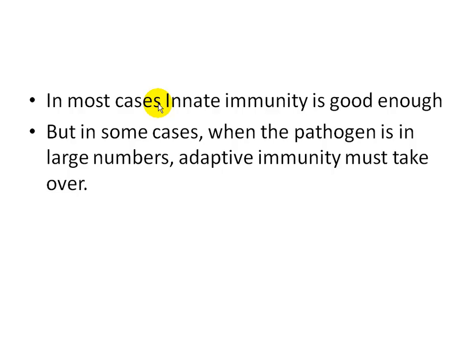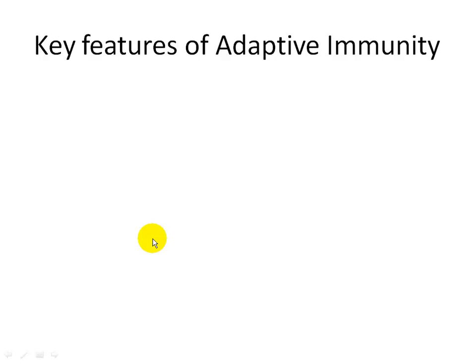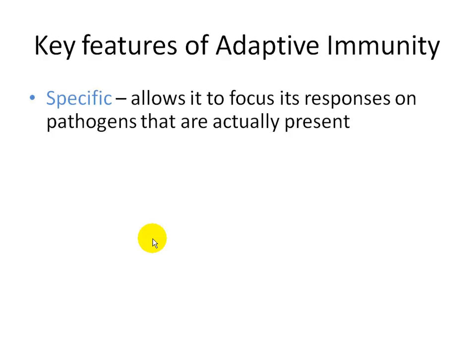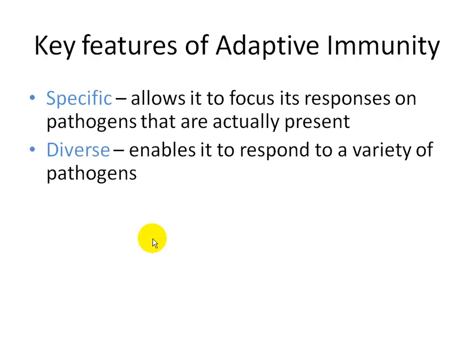All right, so with inflammation, in most cases, innate immunity is good enough, but in some cases, when the pathogen is so big and so large and spreading so fast, then adaptive immunity is going to have to take over. So let's go over the key features of adaptive immunity. There are 4 key features to adaptive immunity.